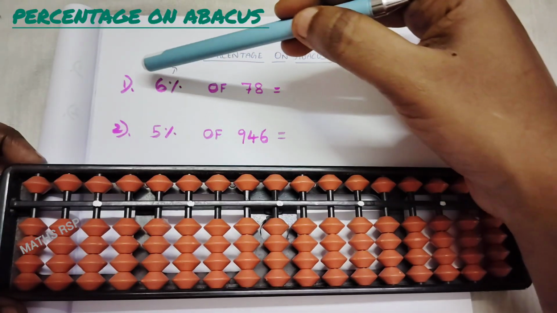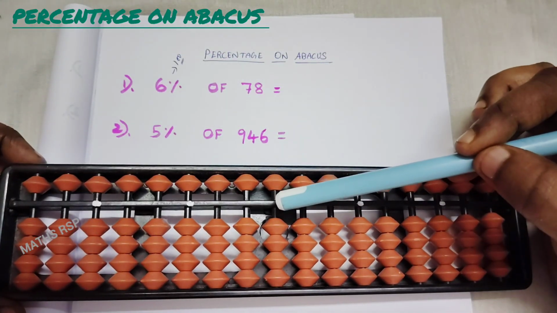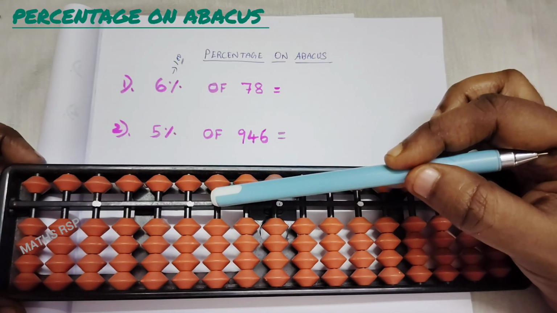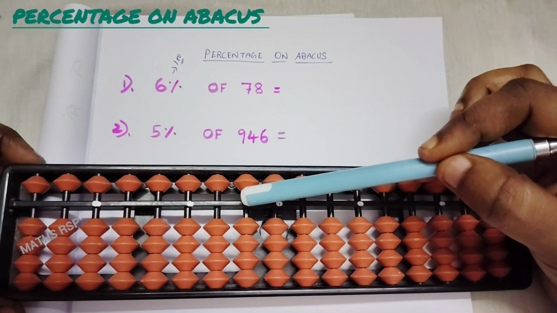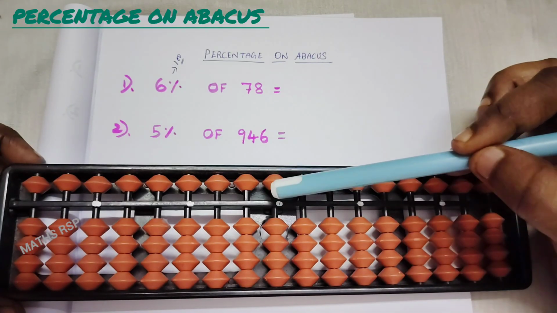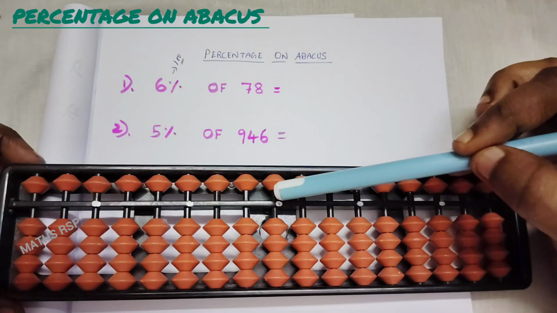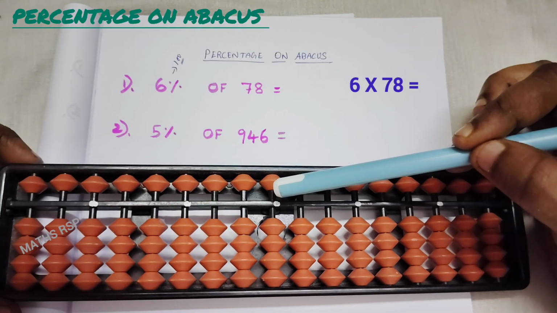First step, we need to count the numbers. 3 numbers are there. So from ones start, we need to count 3 rods. 1, 2, 3. And this is a percentage problem. So percentage means 100. So after this rod, from tens start, we need to shift 2 rods because of 2 zeros. So 1, 2. Now we are going to start the multiplication process from this rod, okay? So we need to multiply 6 into 78.